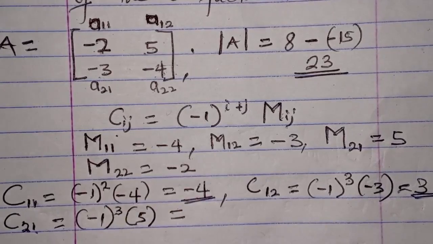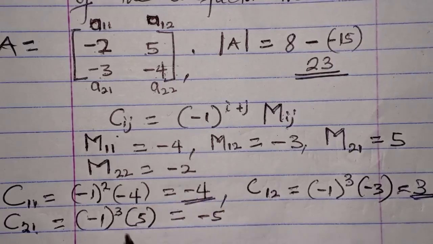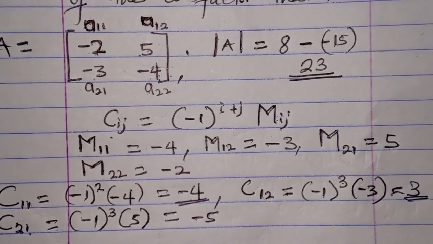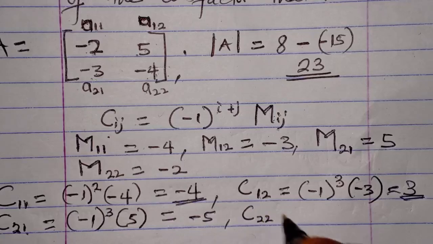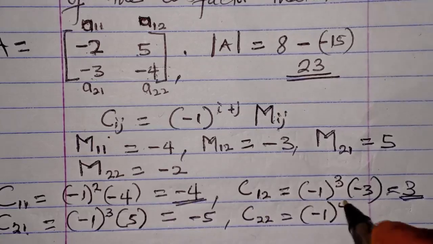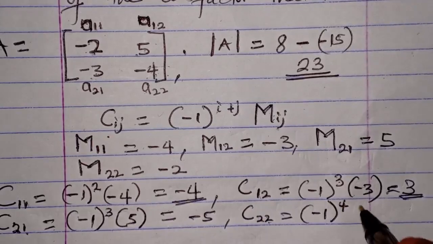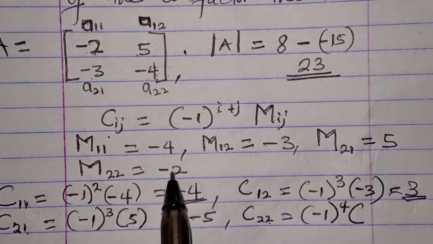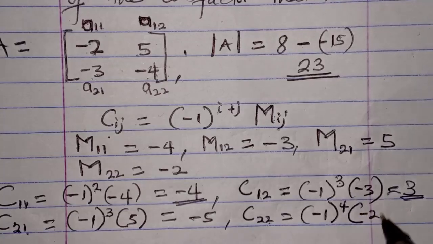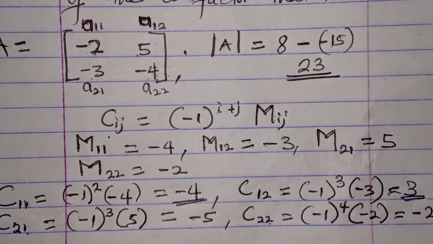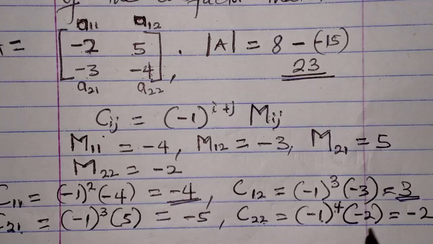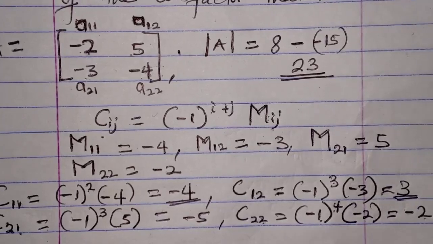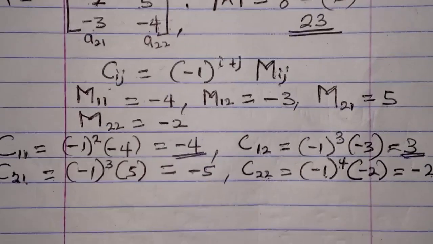Minus 1 to the power of 3 is minus 1, times 5 is minus 5. And the cofactor of the last element, which is the cofactor of minus 4, that's C22, is minus 1 to the power of 4. Of course, 2 plus 2 is 4, times the minor of this element, which is minus 2. Minus 1 raised to the power of 4 is positive 1. So 1 times minus 2 is minus 2. So the cofactor matrix is this.